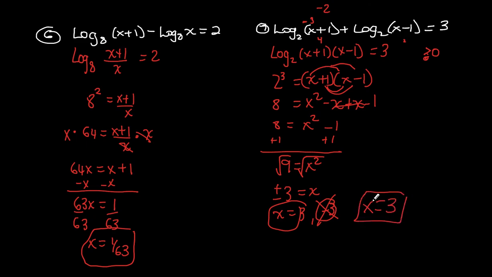So when you're solving logs, remember, if you have more than one log on one side, combine them. If you have a log on each side, cancel them out. If you just have one log and a number, you can write it in exponential form. But if the variable is already by itself, just put it in your calculator.